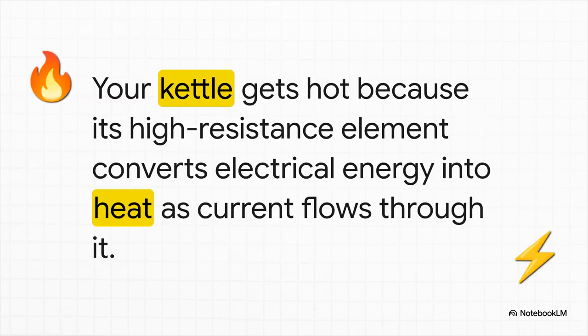And this brings us full circle, right back to our kettle. The heating element inside is designed to have a really high resistance. When a ton of current gets forced through it, all those collisions between electrons and atoms turn electrical energy into heat. We call this joule heating, and it's exactly how your kettle, your toaster, or your space heater works. See? Resistance isn't a bug, it's a feature.